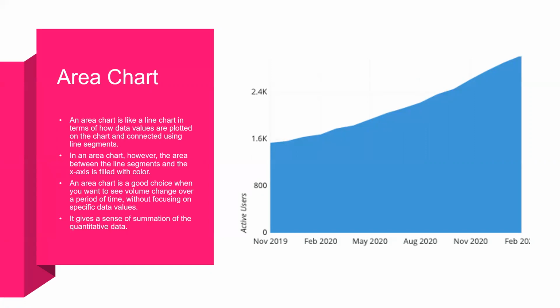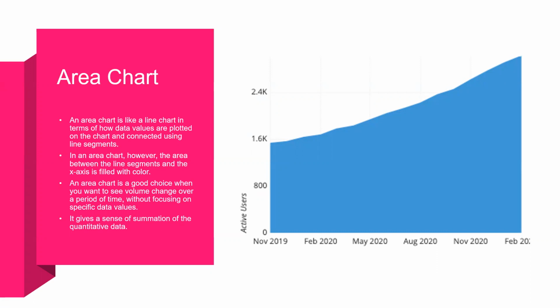In an area chart, however, the area between these line segments and the plotted points is filled with color. An area chart is a good choice when you want to see the volume change over a period of time. Similarly, when you use a line chart, you use it for a period of time, but in this, you do it without focusing on specific data values. This gives us a sense of summation of our quantitative data.